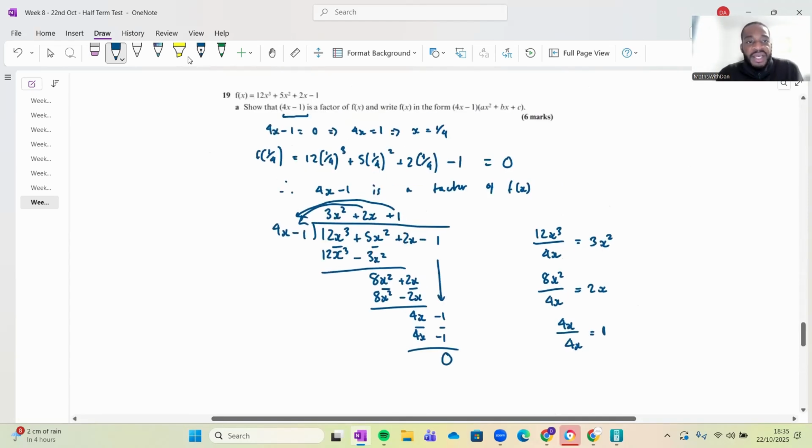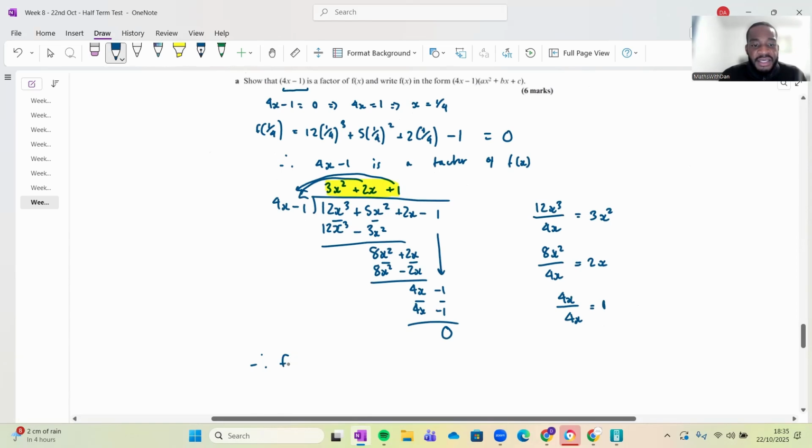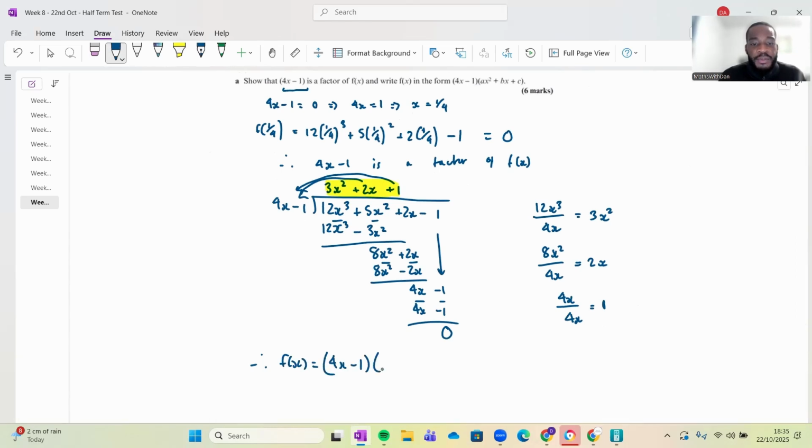What do we do? Remember, we can say then that this here is our quadratic factor. And that tells us that f of x is equal to 4x minus 1 multiplied by that quadratic factor at the top, 3x squared plus 2x plus 1. And that is it for part A.